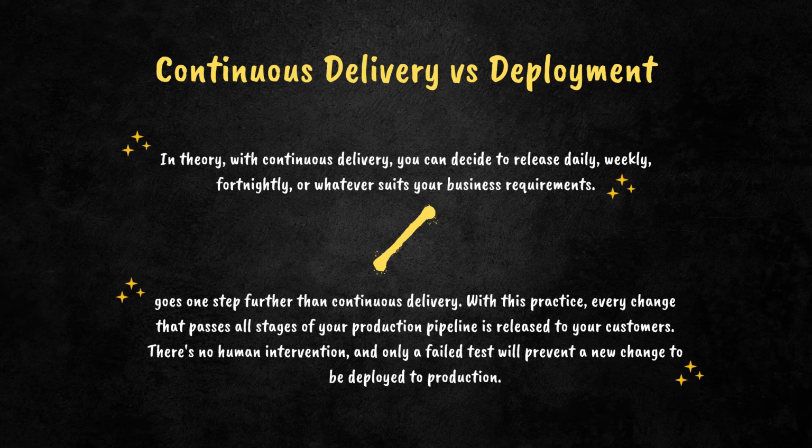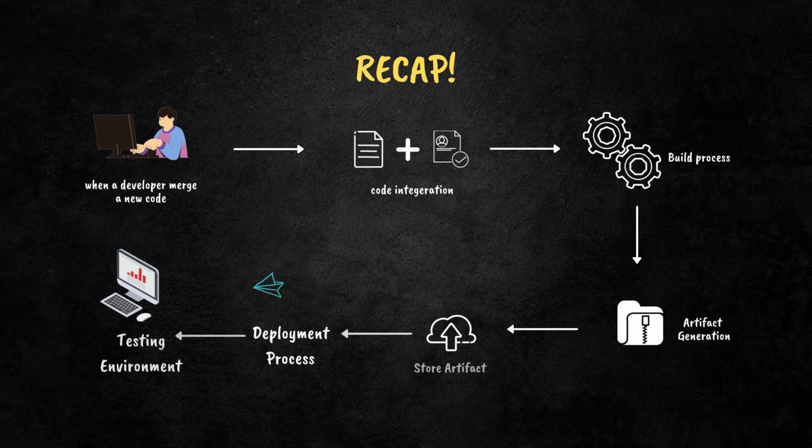As a developer, when you merge a code, integration takes place, followed by the build process which generates the artifact. Once the artifact is generated, it is stored in an artifact repository. As part of continuous deployment, the artifact is copied to the test environment and made available for the developer to test it.